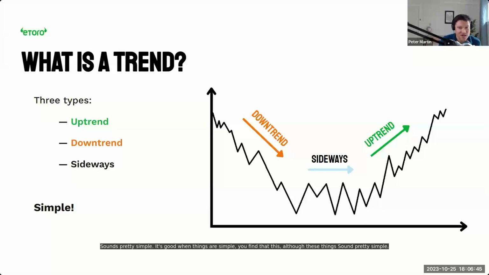You find that although these things sound pretty simple, once we get into it, it starts to become a bit more complex than that, and it's not quite so easy to recognize these things. Always when you're looking at charts, it's easier to recognize things in hindsight. Really, the tricky thing is trying to work out as things are forming.